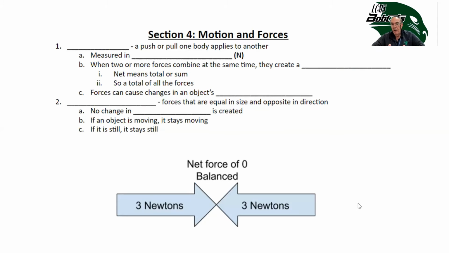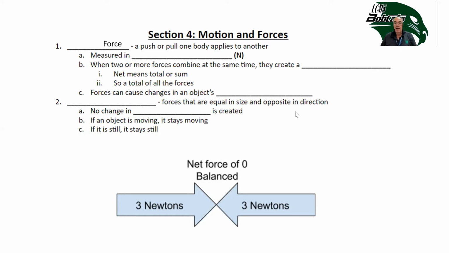Okay, now, we've been talking about things moving. They have speed, they have motion. Okay? We haven't talked about how they get moving. Well, it's forces. So forces are directly related to that. The first definition for today is the definition of a force. Force is a push or a pull that one body applies to another.